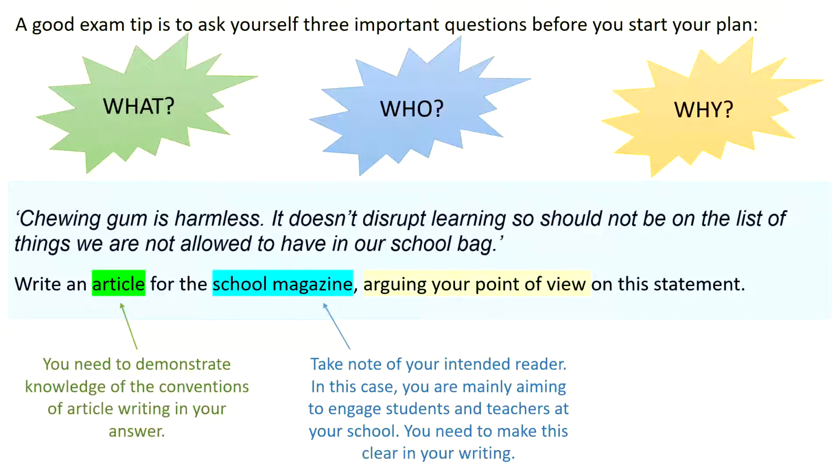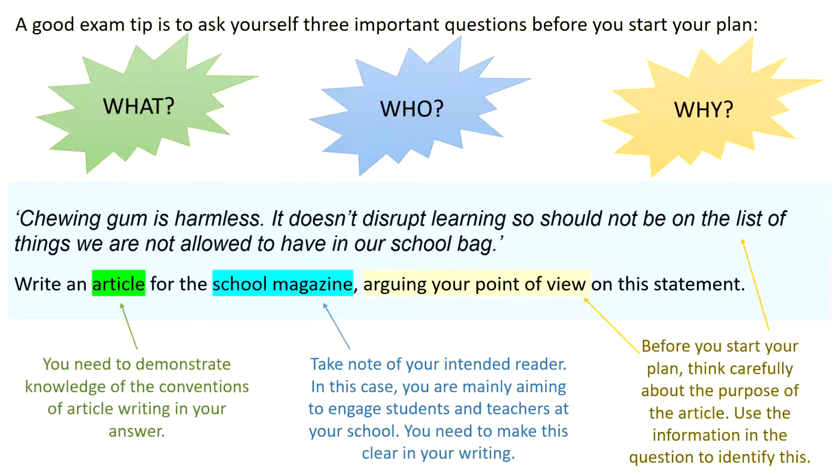Then in this yellowy orange, arguing your point of view. That's the why. Why are you being asked to write this article? What's your purpose? What is it you're trying to create in terms of a feeling and a style? So before you start your plan, think carefully about the purpose of the article. Use the information in the question to identify this. So we know we're arguing your point of view, and it's got to be linked back to the statement. So the statement being this idea that you should be allowed chewing gum in your school bag, that it's harmless, that it doesn't need to be banned.